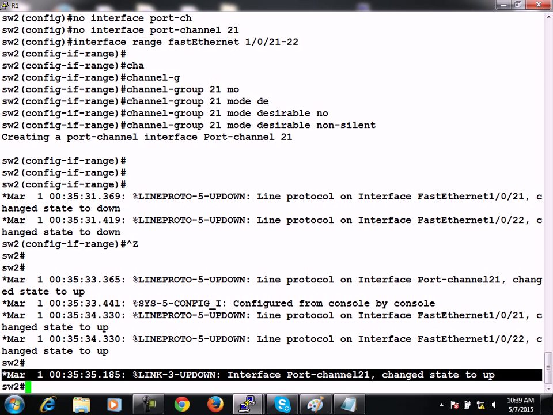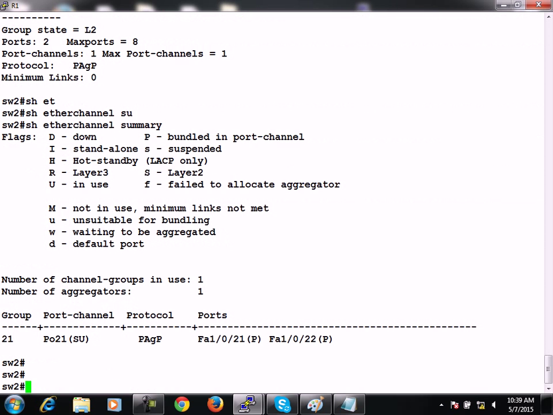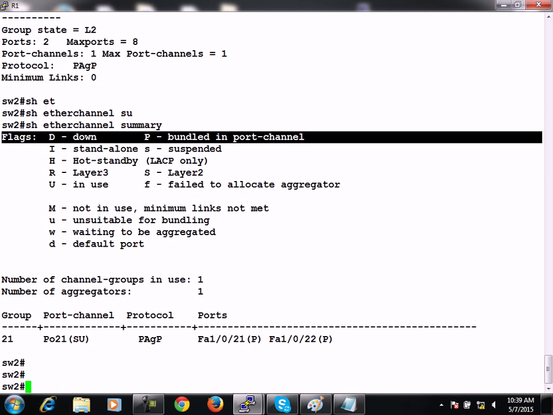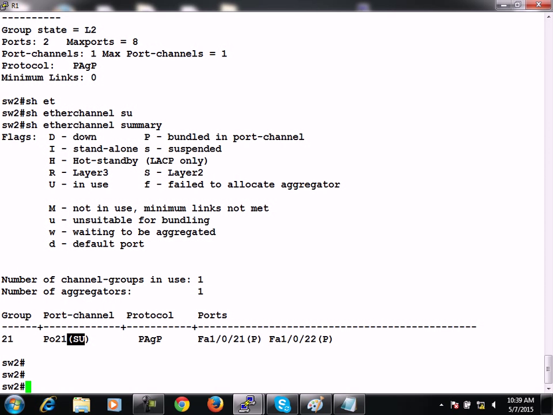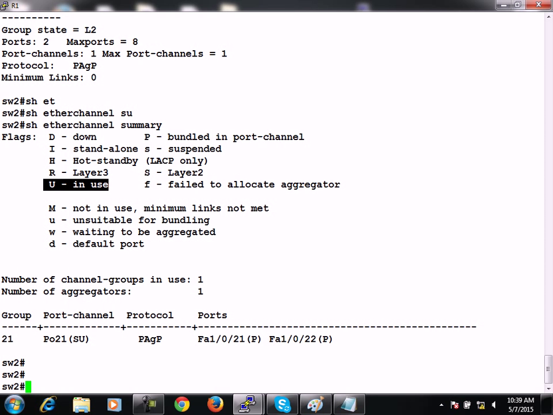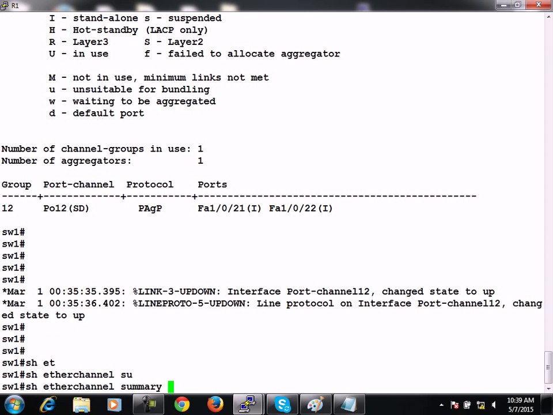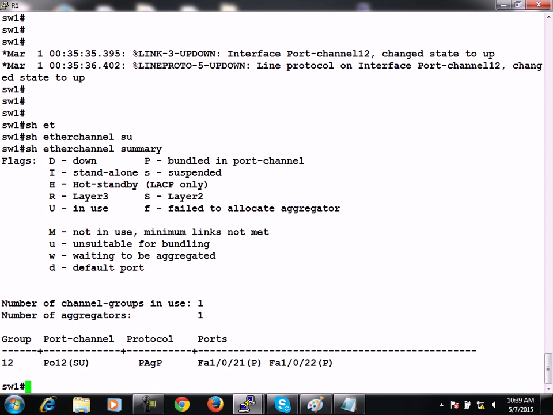Fine. So this time you can see, show etherchannel, and then show etherchannel summary. P means bundled in port-channel. S means Layer 2, U means in use. So this time your EtherChannel has been configured successfully, and then you can also move back on switch 1 as well. Show etherchannel summary, you can also see here. Previously it was showing me I, which means standalone, right? But this time PAgP has aggregated these two links together, right?